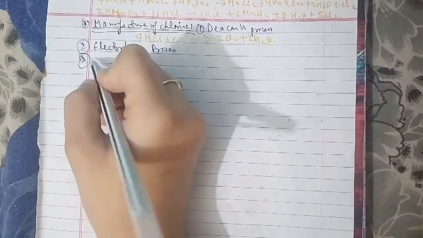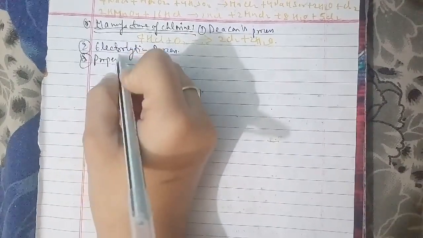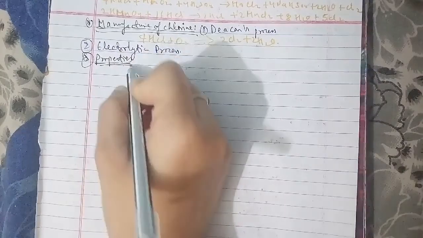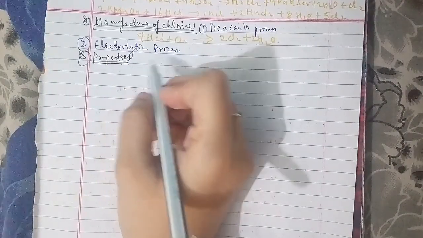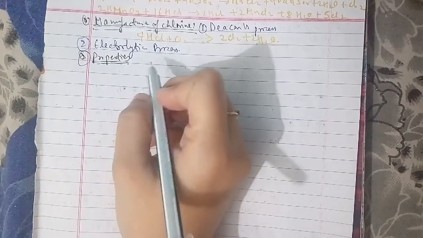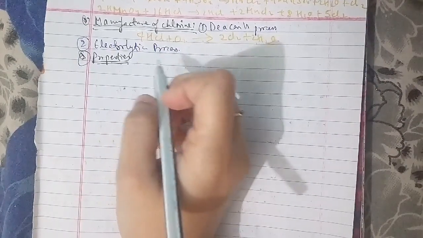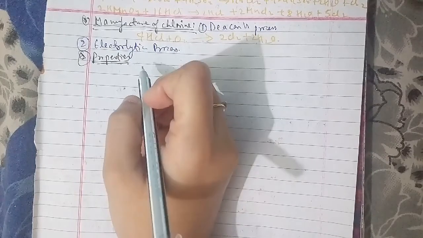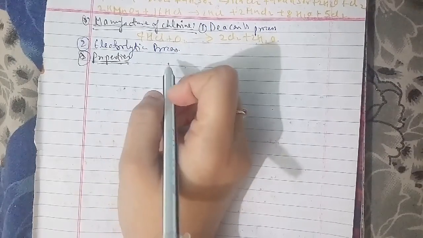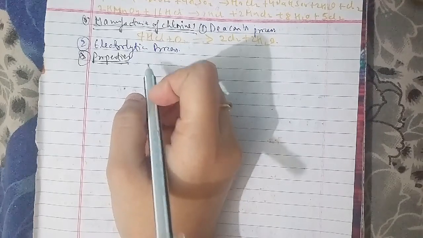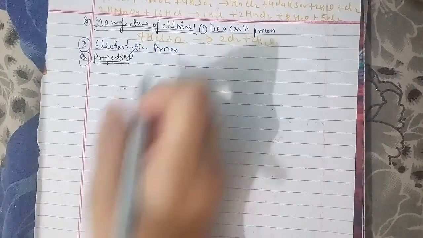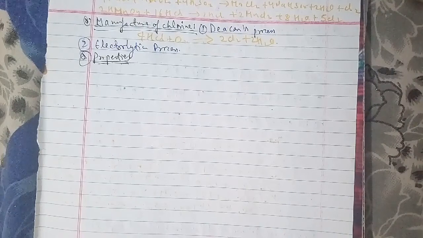It has a great affinity for hydrogen. It reacts with compounds containing hydrogen to form HCl. So for the same, we have H2 plus Cl2 will give 2HCl. H2S plus Cl2 will give 2HCl plus S. Then C10H16 plus 8Cl2 will give 16HCl plus 10C.